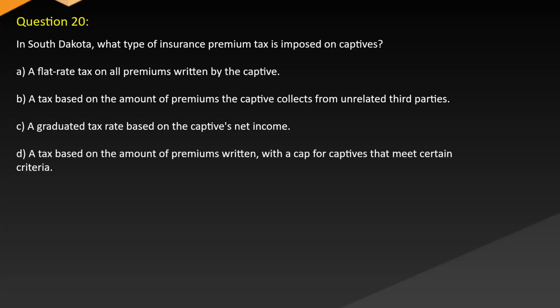Question 20. In South Dakota, what type of insurance premium tax is imposed on captives? A. A flat rate tax on all premiums written by the captive. B. A tax based on the amount of premiums the captive collects from unrelated third parties. C. A graduated tax rate based on the captive's net income. D. A tax based on the amount of premiums written with a cap for captives that meet certain criteria.